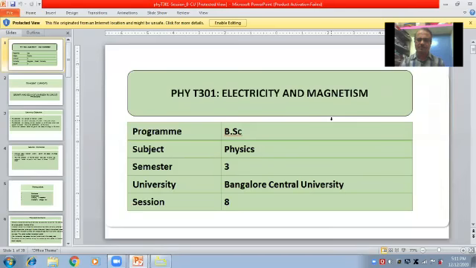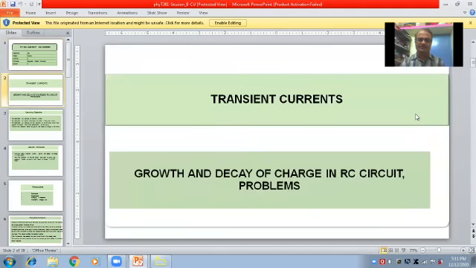Hello, student. Welcome to session 8 of this paper, Electricity and Magnetism. In this session, we are going to study what transient currents are, and also study the growth and decay of the charge in an RC circuit, and also solve some problems.